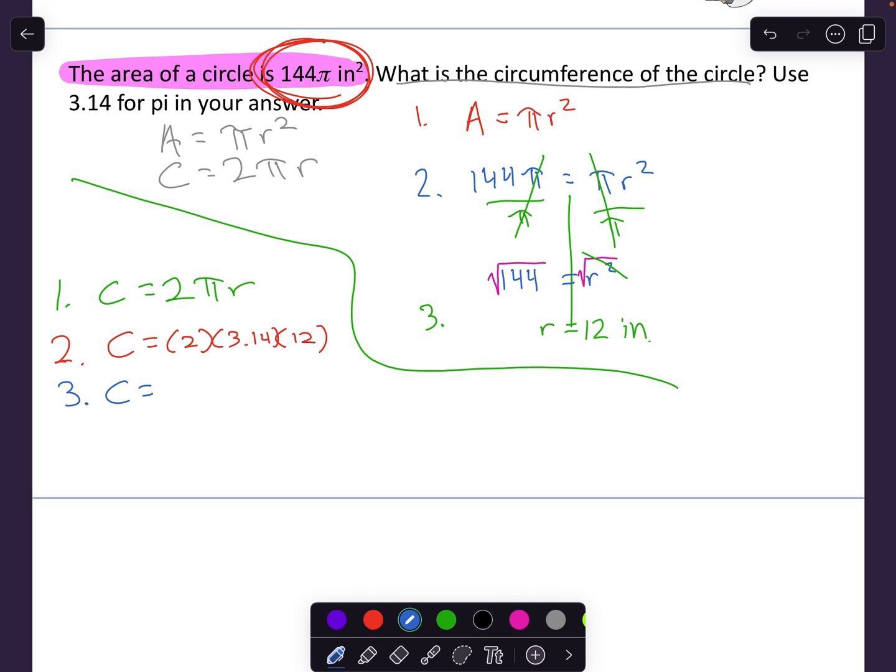I'll multiply all that together. I'll get 75.36 inches. That would be the circumference. So we had to find the radius. That was a pretty tricky one. That's definitely a challenge problem for sure. But I wanted to go through that so you guys could see that.